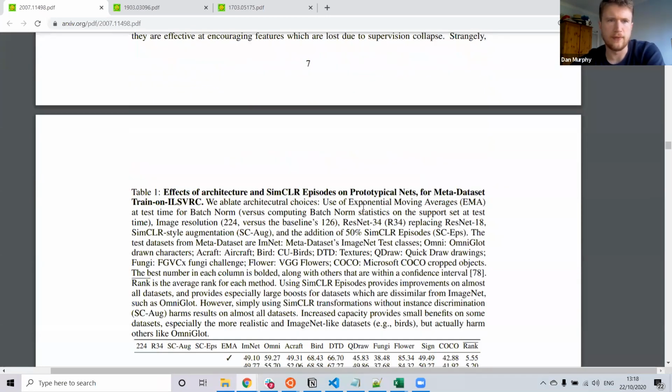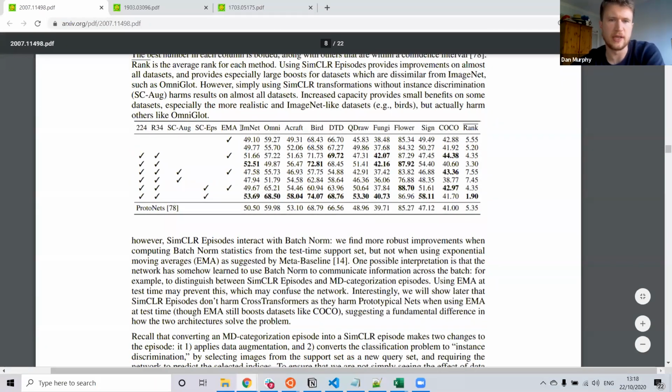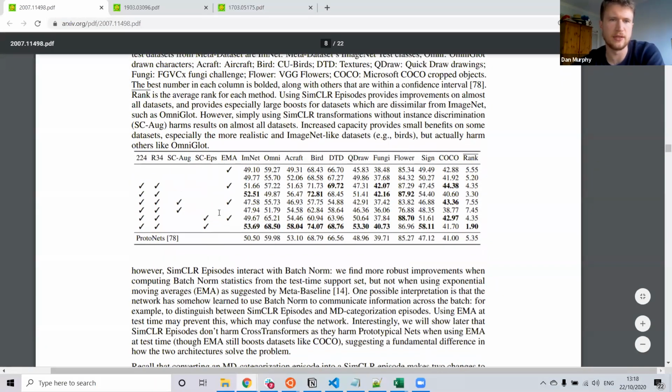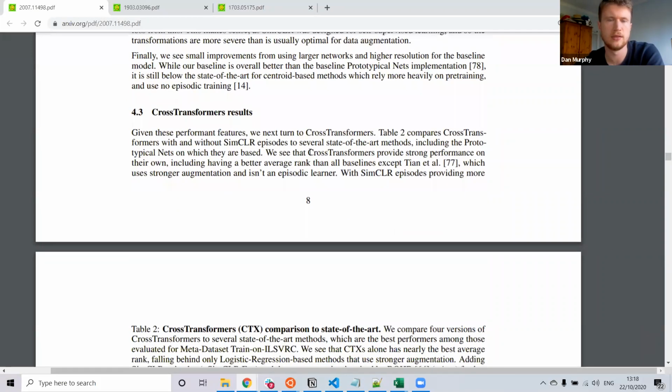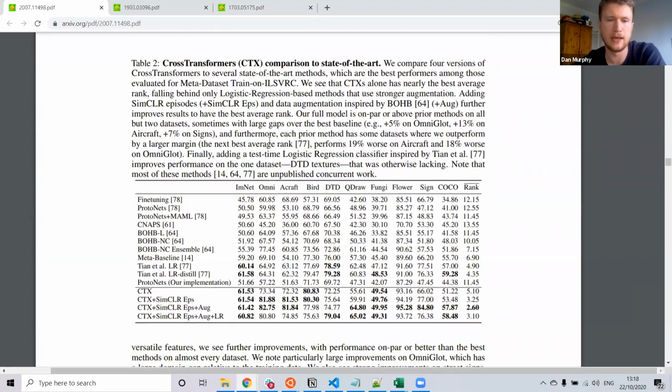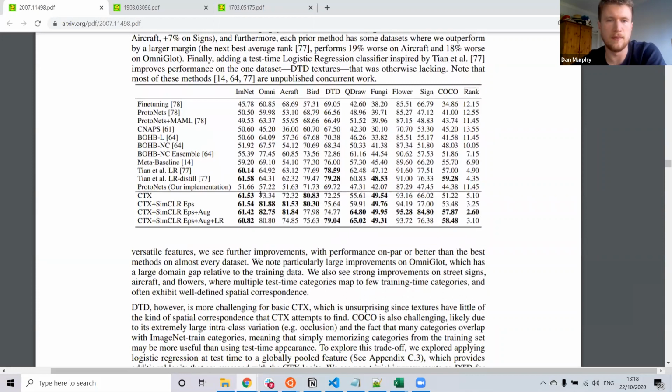And then, so yeah, this is basically the SimCLR episodes section, and you can see that the SimCLR is increasing performance. And then the other section is the cross transformers results. So they do it both using cross transformers on their own, and then using SimCLR episodes as well. And well, we can see that you're getting the best performance, 10% better performance than the sort of state of the art from before.